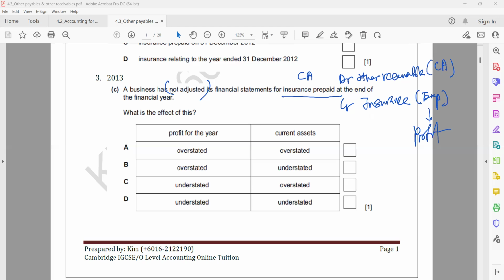So we didn't do this adjustment. What is the effect on the profit? Insurance didn't adjust, insurance is over. Expenses also over. What happened to the profit? Understated. Yes, understated. The current asset is this one. We didn't do this recording. So what happened to the current asset? Understated. Yes, understated. So the answer is D. Okay, now let's continue.